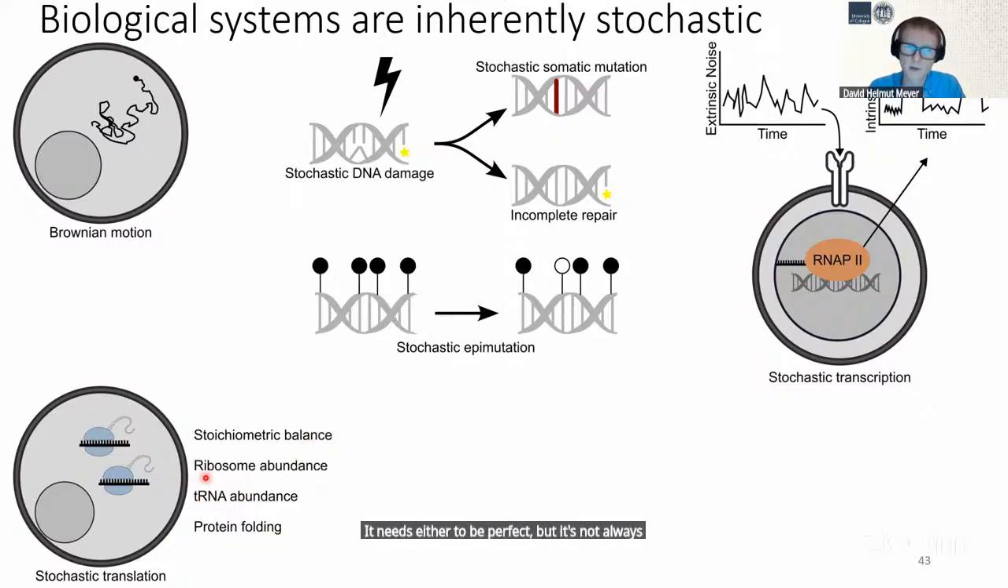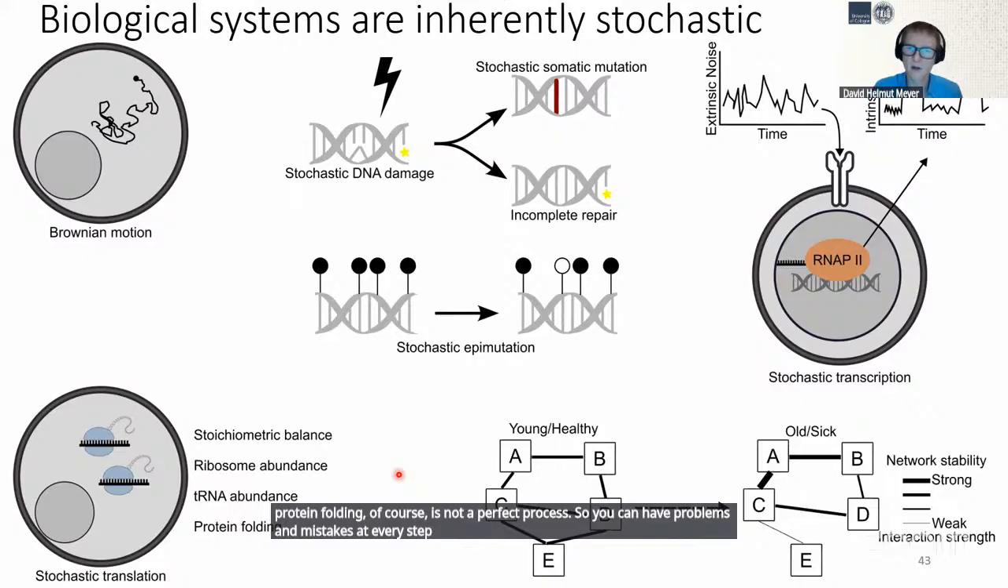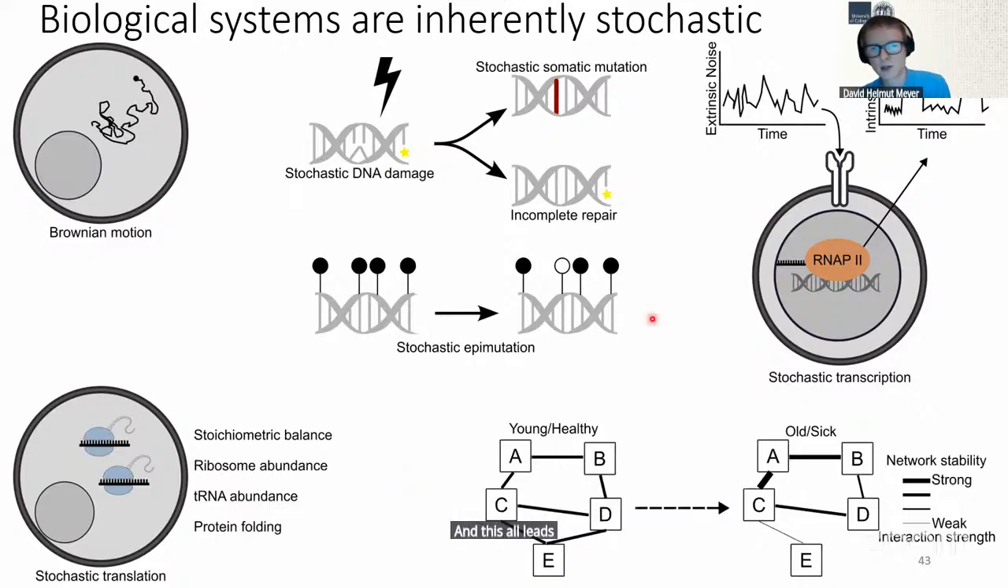The abundance of ribosomes changes. You have tRNA abundance that might not always be perfect. And then protein folding, of course, is not a perfect process. So you can have problems and mistakes at every step. And this all leads to a degradation in the network.